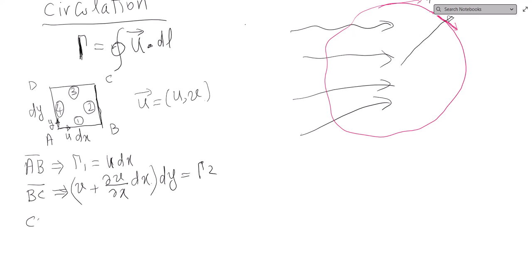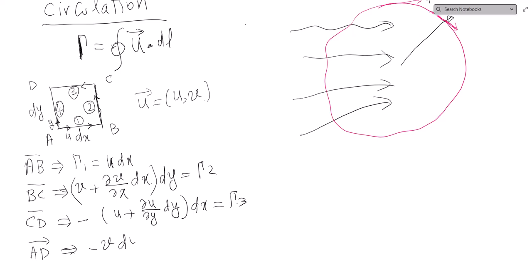Similarly for CD, I will get minus, because the direction matters here. I'm going backward, so I get minus u plus du dy, and the path is dx. So this is my gamma 3. And finally for AD, again there is a minus v dy.